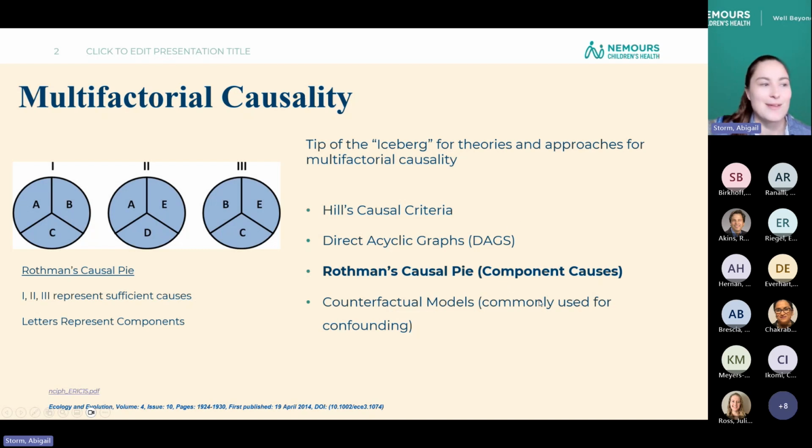These are probably a little more dense in regards to information, so I'm just going to highlight it and say that it's commonly used to identify confounding when you're looking at an exposure of a situation and the outcome.